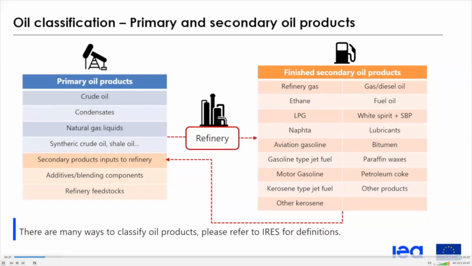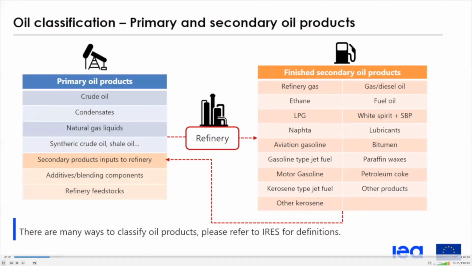Just remember that those products can be classified in many ways. Also, for the finished secondary oil products, due to the fact that they are sold products, the name most of the time comes with a specific set of physical properties. Please, if you have doubts on how to report a specific product, do not hesitate to refer to the IRES, the International Recommendations for Energy Statistics from the United Nations. This is the methodology that we are following at the IEA, and that is followed by most of the international organizations.